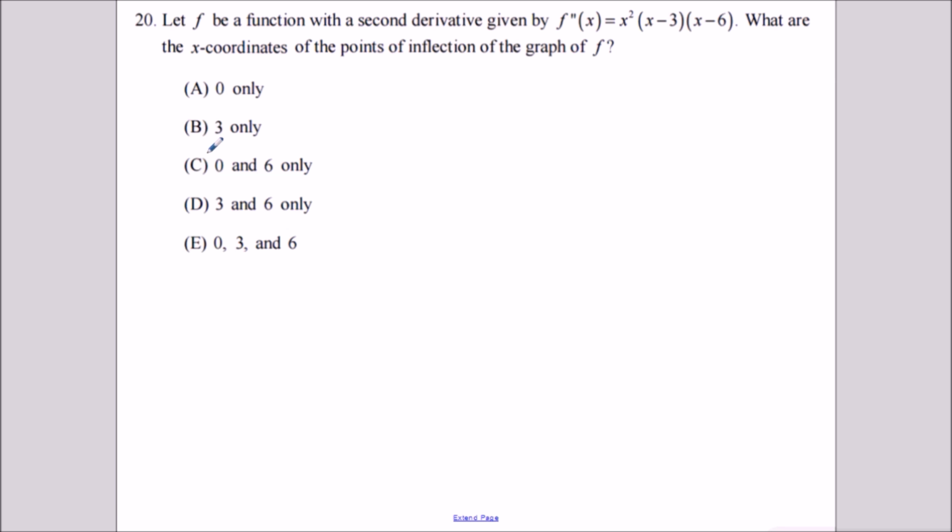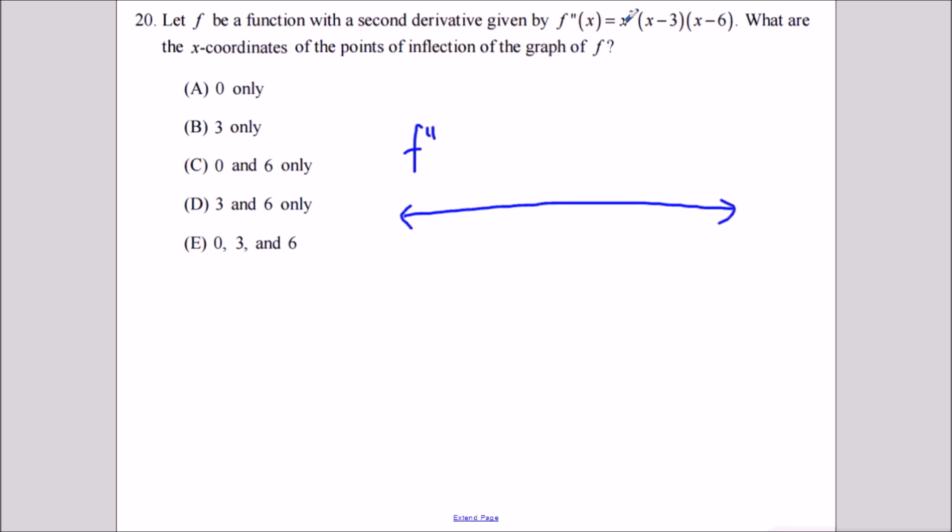Okay, for question 20 here, we have a function with the second derivative given here in factored form. And we want to know, what are the x-coordinates of the points of inflection of the graph of f? Now, the most common mistake I would say with this question here is people look at this and they say, oh, I remember, you have to find the zeros of the second derivative.